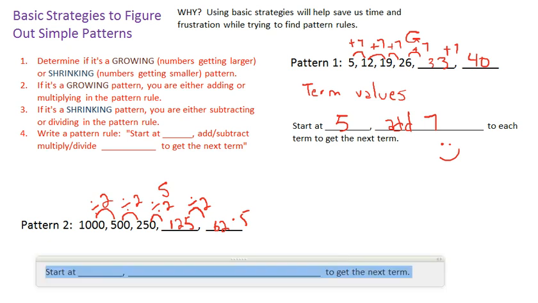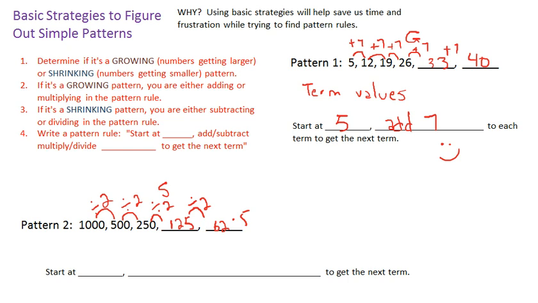So let's write it out as a pattern rule. So we have to, again, identify the value of the term that we started at. And if we look at the first one, it's 1,000. And then we had to divide each term by 2 to get to the next term.